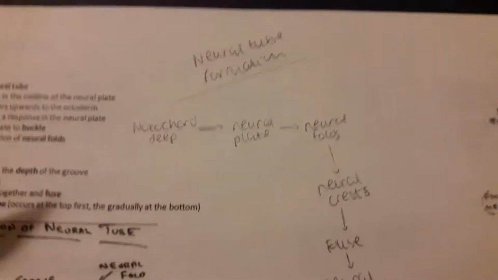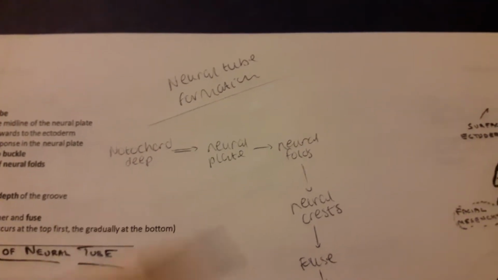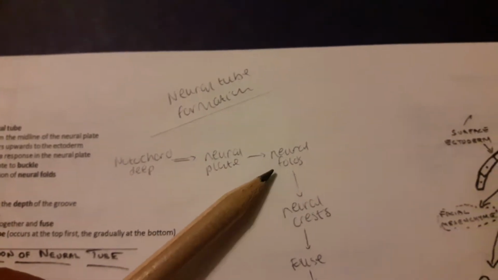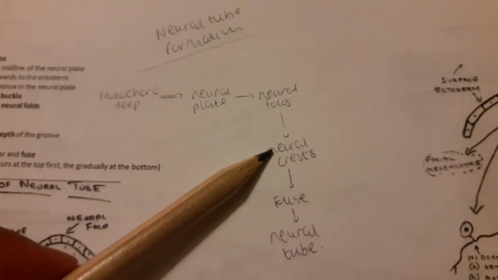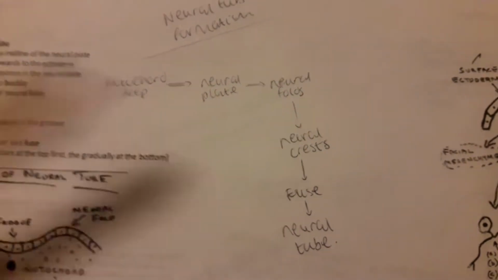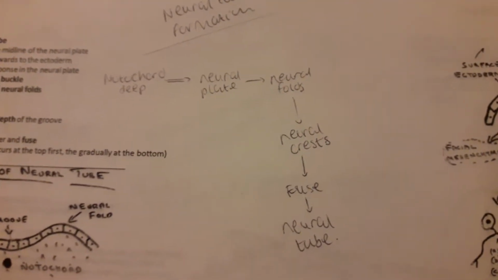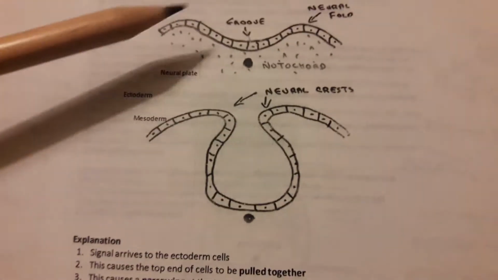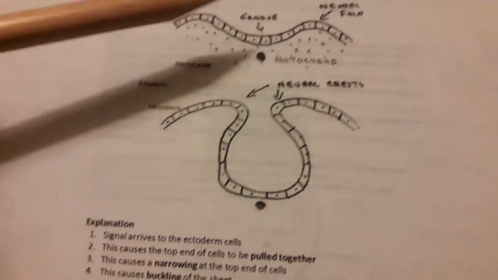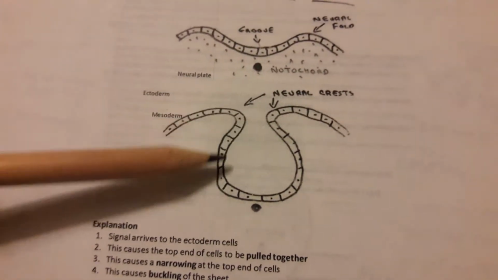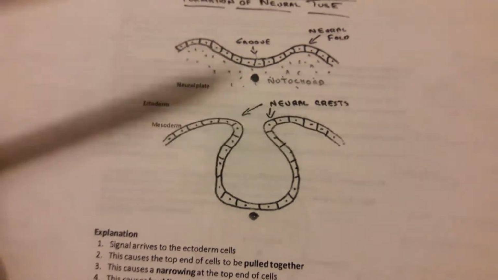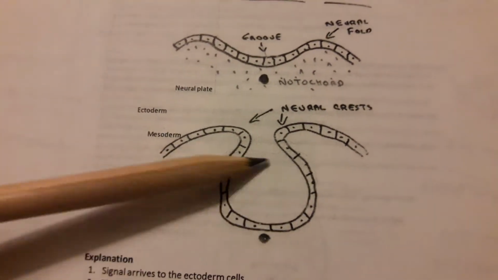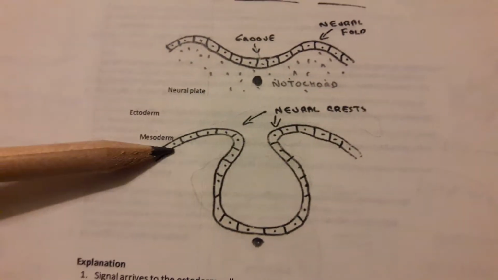So the way the neural tube forms is that the notochord, which is deep to the cells, stimulates the neural plate to fold over and form neural folds, and these folds then become neural crests, and the crests fuse together, which I'll explain with the diagram, to form the neural tube. And you can see this here happening. The notochord, which is deep to the cells, stimulates these neural folds, which fold even more and form these neural crests, which then fuse together and form a neural tube here and the surface ectoderm here.